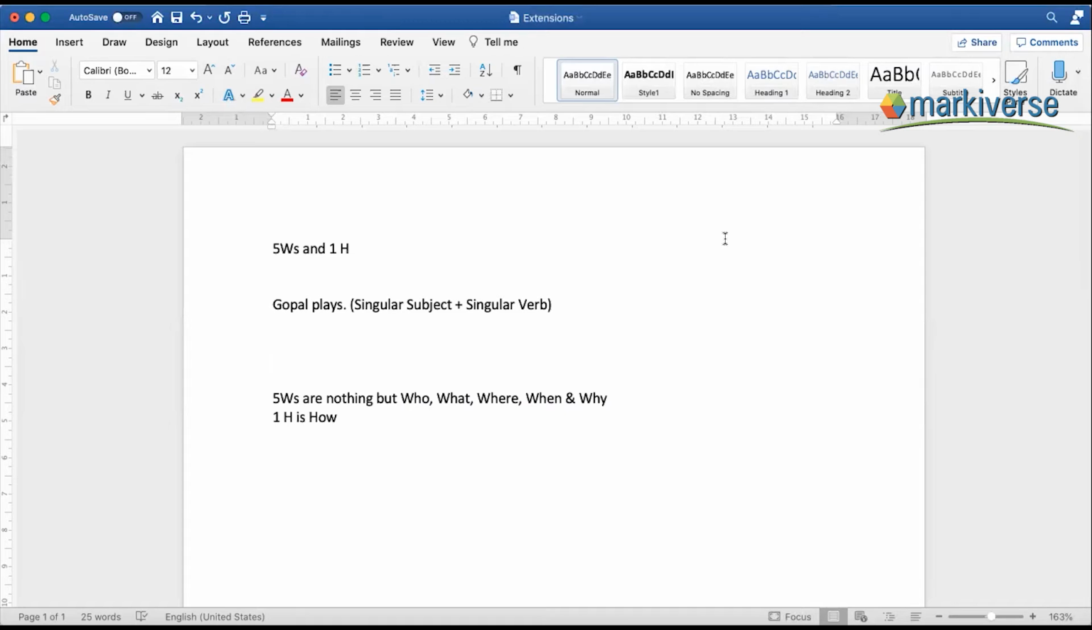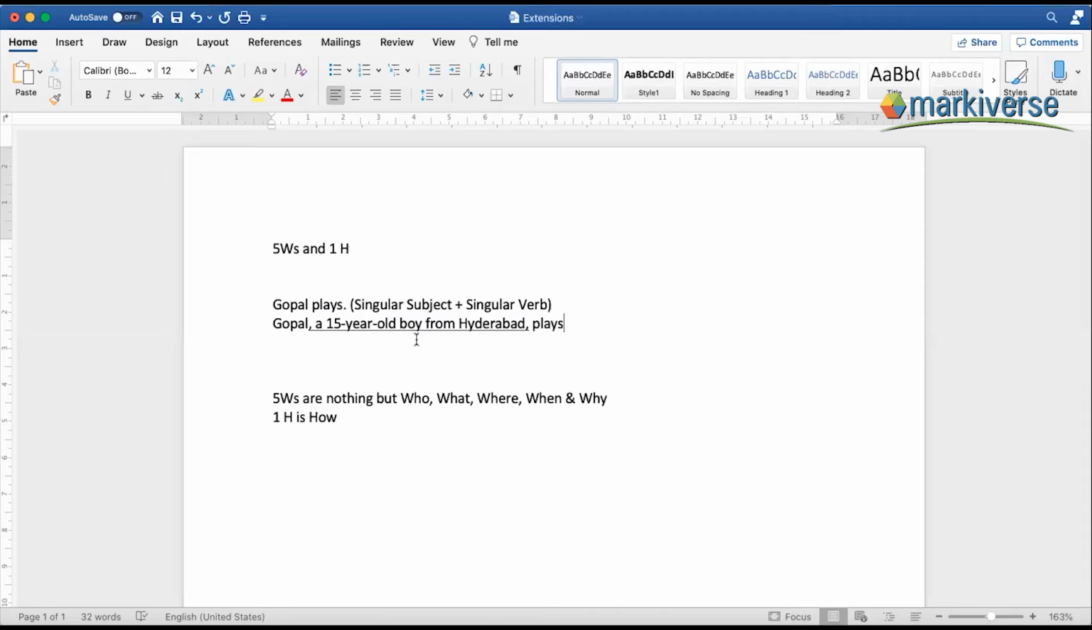Okay. So let's look at "Gopal plays." Let's ask a question. Who is Gopal? So Gopal, I'm going to write like this: Gopal, comma, a 15-year-old boy from Hyderabad. I'll use the same verb after this because it is already here. So I'm just adding this part. I'm adding a thought here: Gopal, a 15-year-old boy from Hyderabad, plays.